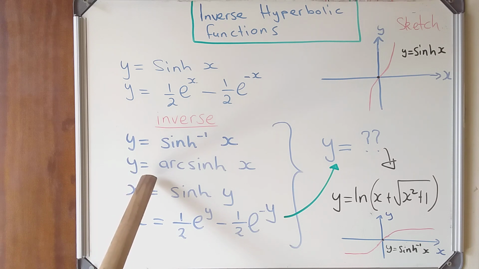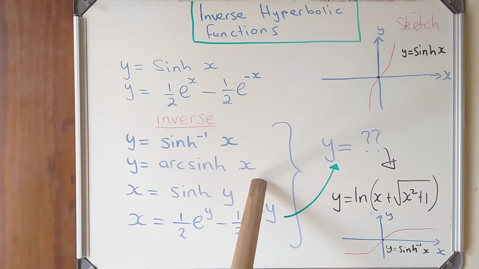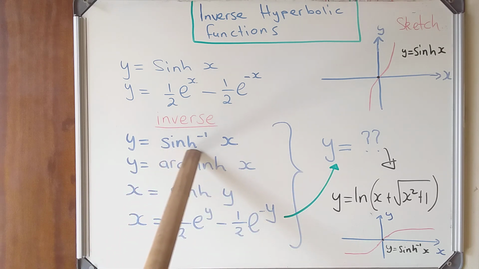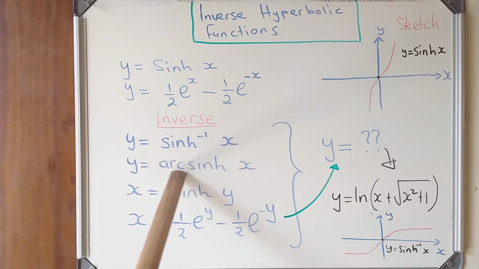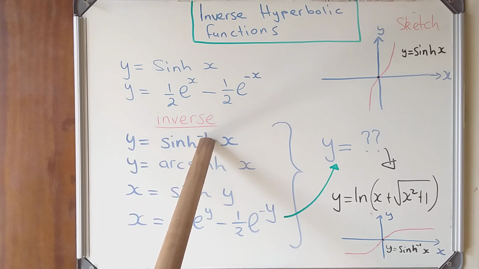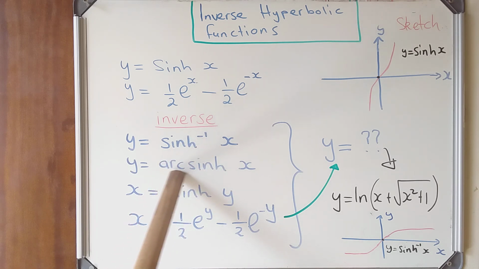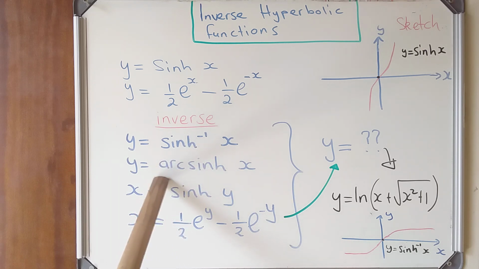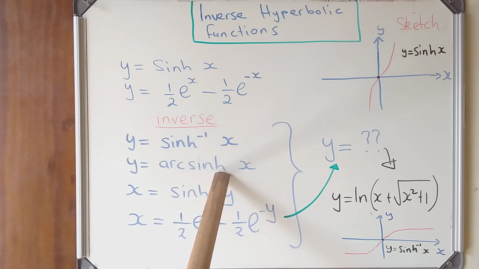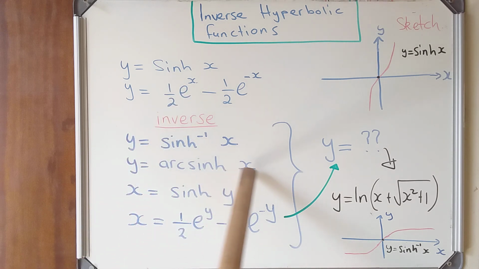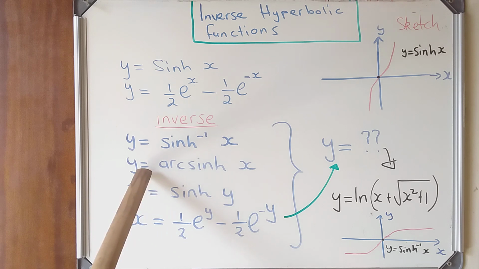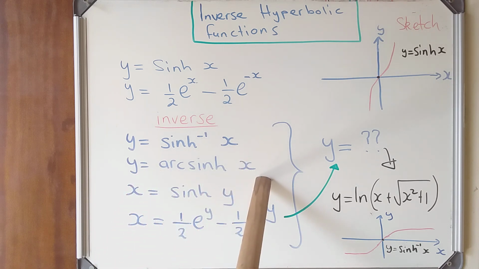So y equals arc sinh x. Instead of writing it with the power -1, you can also write it as arc. Arc means it's an inverse, so it's arc sinh. So it's sinh x, but it's an inverse, then it's arc sinh x. If it's cos, it's going to be y equals arc cos x. So those are the only differences.